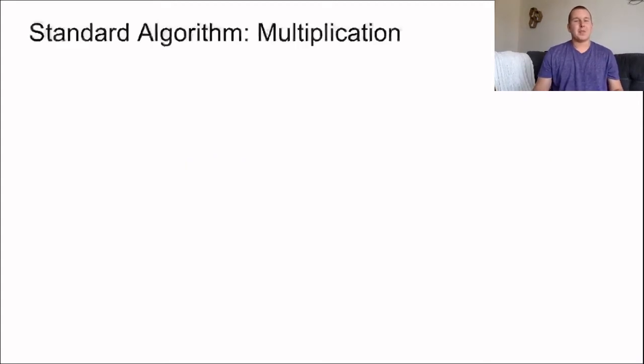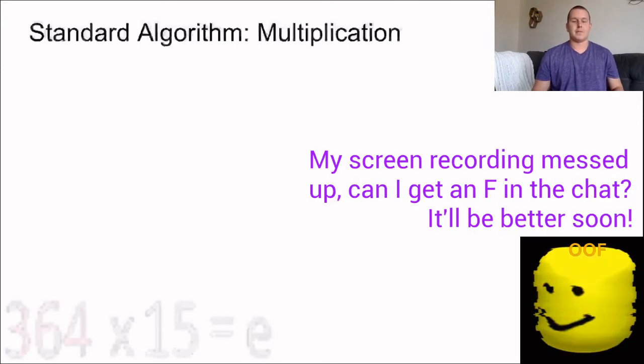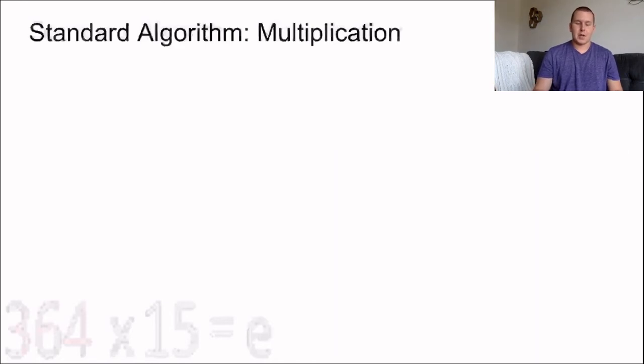So we've got a couple steps, and these steps are really important for us to remember when we are trying to multiply with the standard algorithm. So we have an equation here. This equation says 364 times 15 equals E. These numbers and letters actually have some very important names. These two on the side are called factors, and when we multiply factors together, we get a product. And a product is the answer to a multiplication problem.